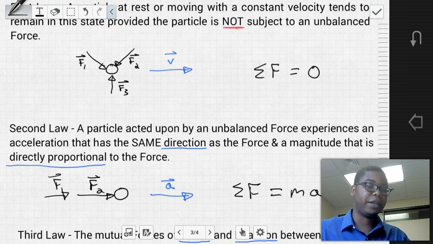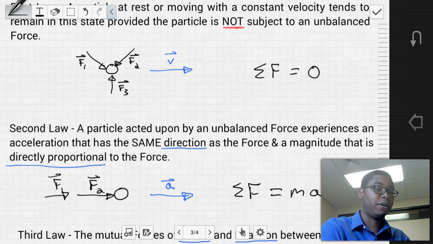This equation, the second law, is an equation that you will use in the dynamics class, where you have objects that are subject to some acceleration. But this equation will not be used in our statics class.